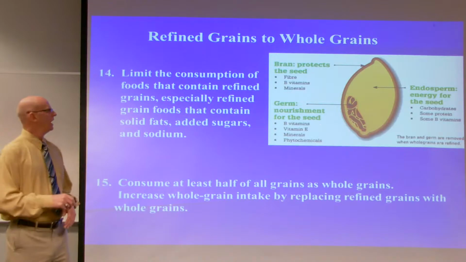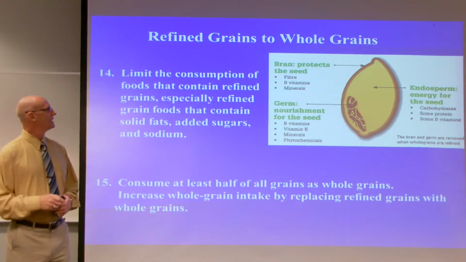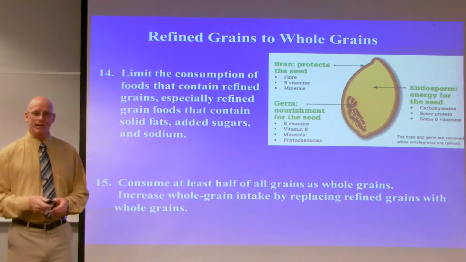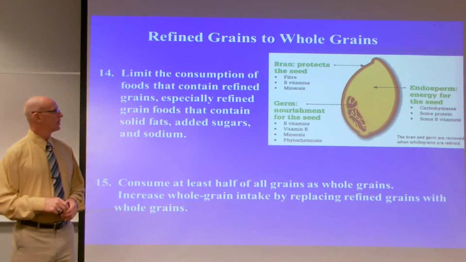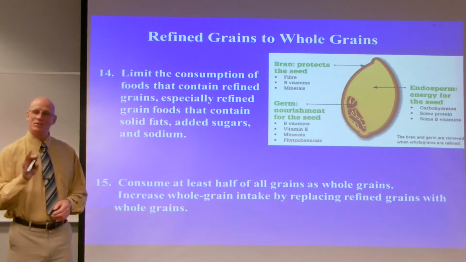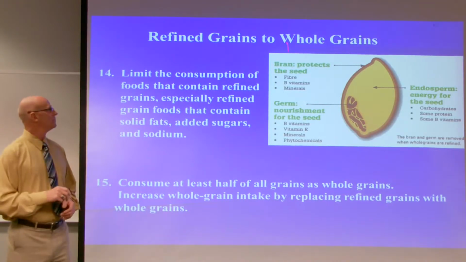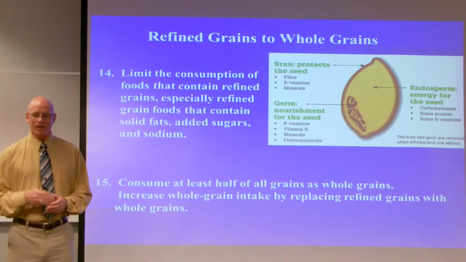Okay, this is a picture of a grain. First, I want to start off with this. A grain contains a bran, the germ, and the endosperm. Now, when they refine these grains, they take out the bran and the germ, and you're left with the endosperm. The endosperm contains mostly carbohydrates, some proteins, and some B vitamins. But when you take out the bran and the germ, you're losing about 30% protein and around 17 of additional nutrients.